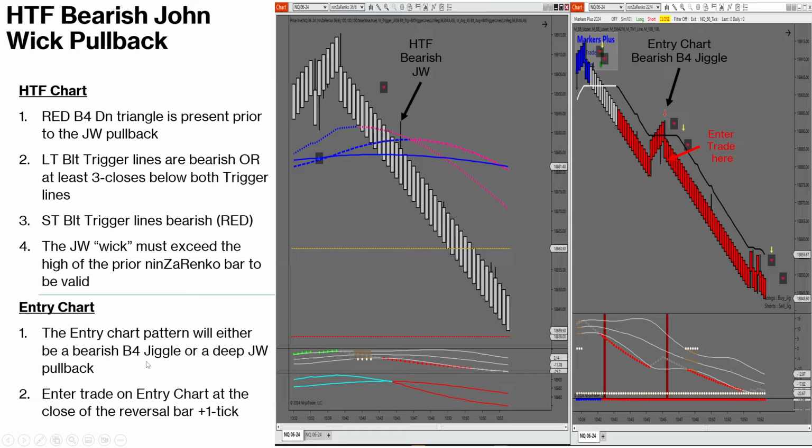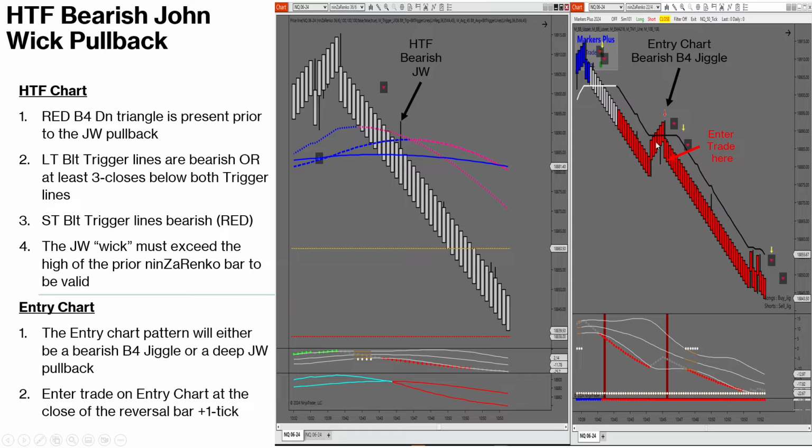I'm not going to go into read all this, but you can see red down. We've got 1, 2, 3, 4, 5, 6 closes underneath both trigger lines, which qualifies. The wick exceeds the 1, 2, 3. It actually goes all the way back 4 steps above and then collapses.